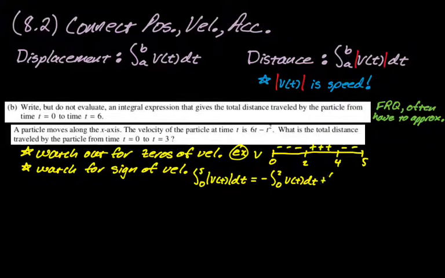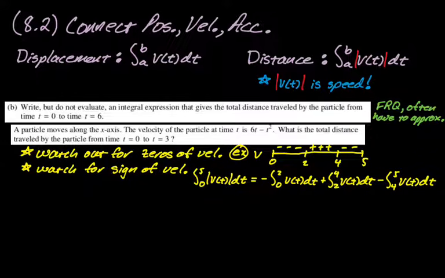And then plus, because you're positive from 2 to 4, you just add it. You're negative again from 4 to 5, so we're going to subtract that definite integral. Just watch out for the signs of velocities and make sure there aren't zeros you weren't expecting on the interval. That's going to get you through there.